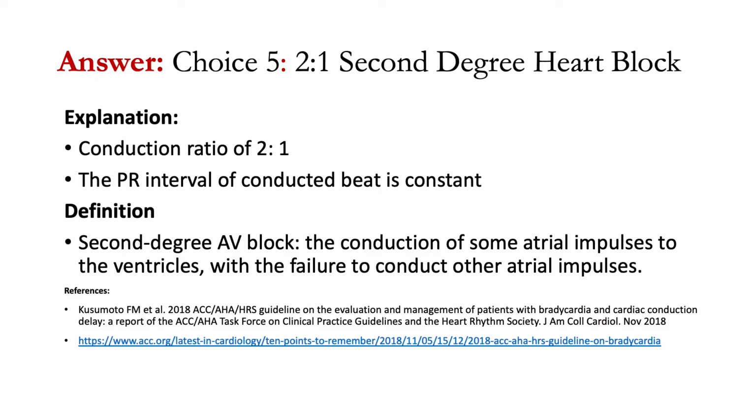the answer is choice 5, 2:1 second degree heart block. The conduction ratio is 2:1. The PR interval of the conducted beat is constant. By definition, second degree heart block is the conduction of some atrial impulses to the ventricles with failure to conduct other atrial impulses.